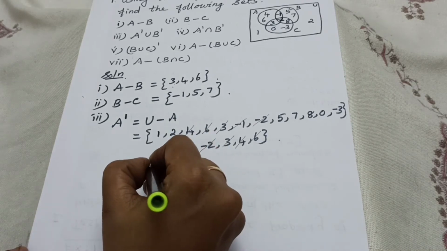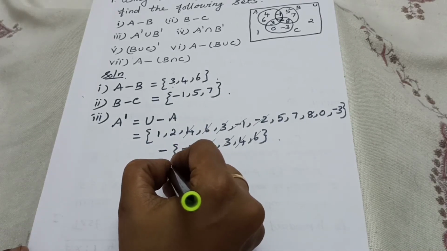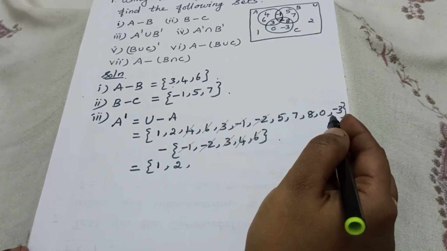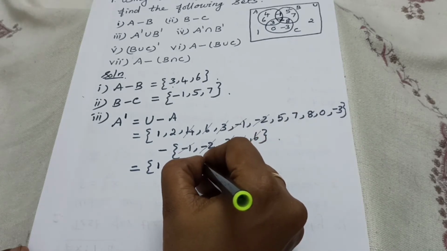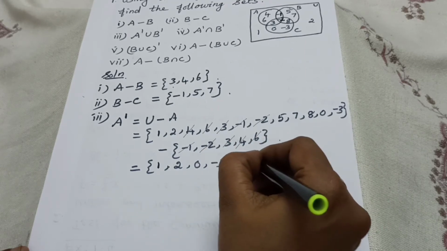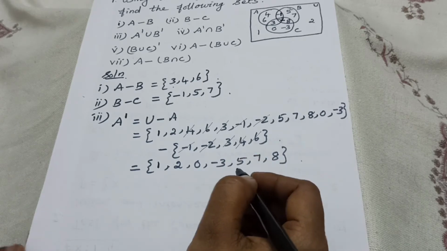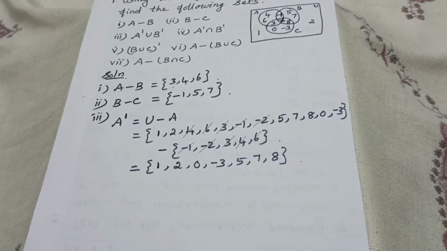What are the elements? 1, then 2, okay, then 0 minus 3 is there, isn't it? So starting at 0, minus 3, then 5, 7, 8. Okay, these are the elements we got. Okay, then next B dash we have to find.